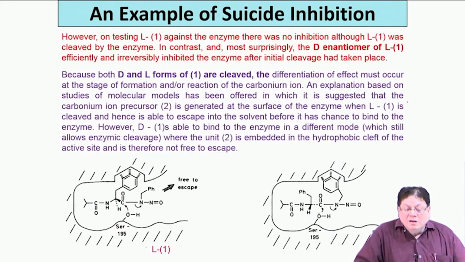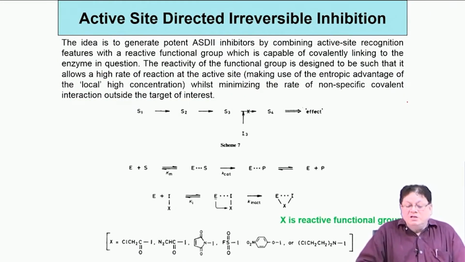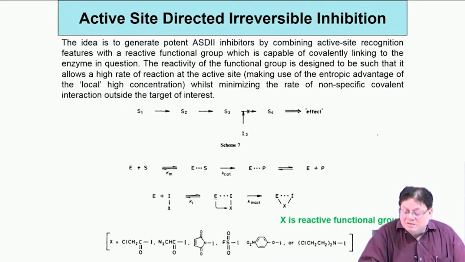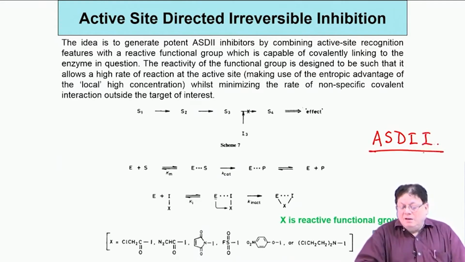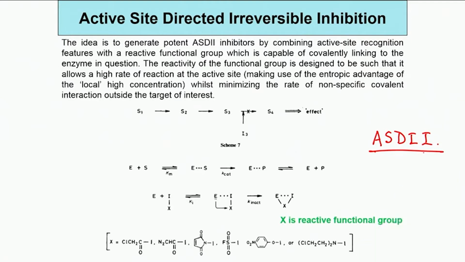Before we go on to the suicide, I think we will talk about the active site directed irreversible inhibition. It is abbreviated as ASDII. Okay, now, what happens here? The name suggests something, active site directed. That means you have a molecule which has a directional property, and that property is directly utilized to inhibit the enzyme.